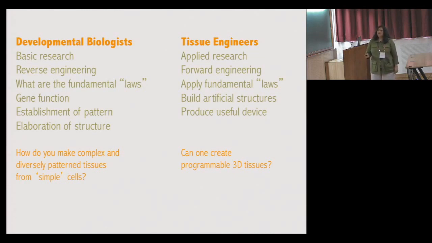But there's also another class of scientists who are interested in morphogenesis, and these are people who call themselves tissue engineers, and they're interested in applying laws that one might get from studying animals in the lab to try and build artificial structures in a dish, right? So the question that motivates them is whether one can create three-dimensional tissues or animals in a dish. And if time permits, we'll spend a little time talking about what can you make in a dish and what does that actually tell us about how tissues are patterned.